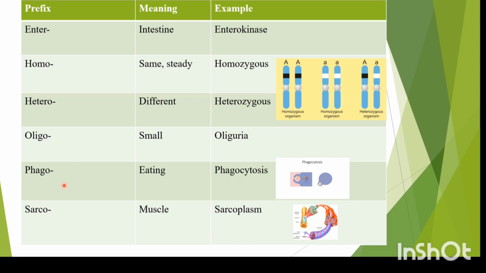Next one is phago. Example, phagocytosis. The meaning is eating. So the process of cell eating is called phagocytosis. Next one is sarco. Sarco means muscle. Example, sarcoplasm. That means the cytoplasm of the muscle cell is called sarcoplasm.